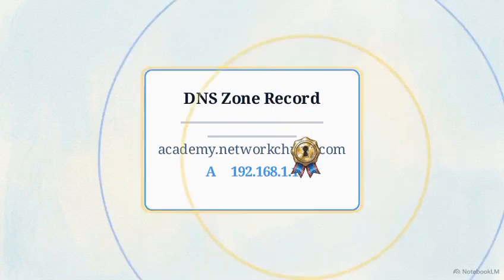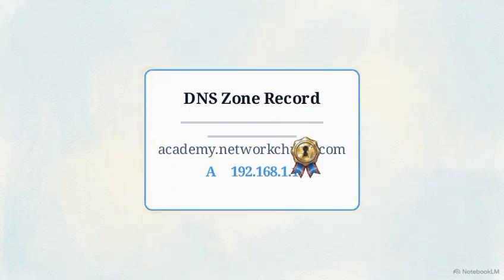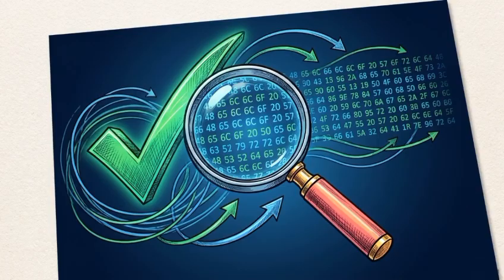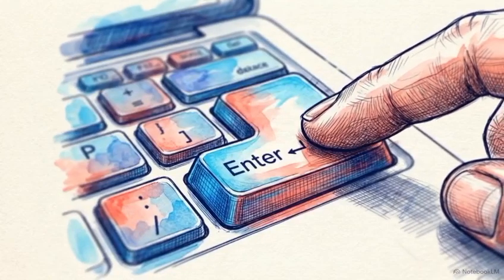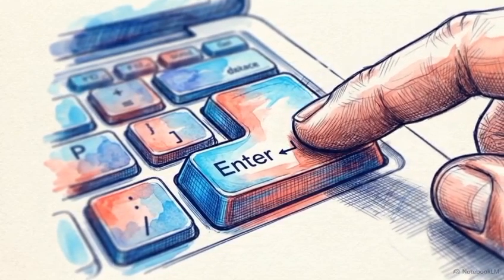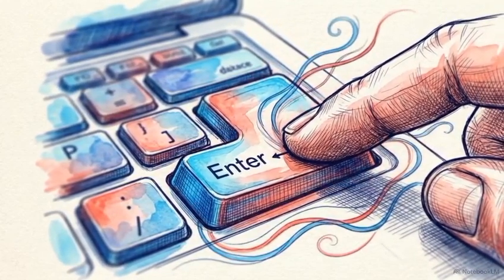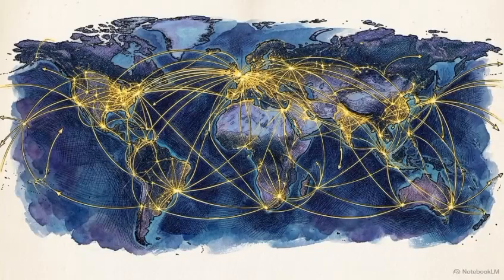Think of this as a digital notary. It adds a unique cryptographic signature to the record itself. By checking this digital signature, your computer can prove that the address it received is authentic and hasn't been changed by a hacker. So the next time you type a web address and hit enter, remember that your journey is powered by a high-speed, highly secure, and invisible global relay race that makes the modern internet possible.